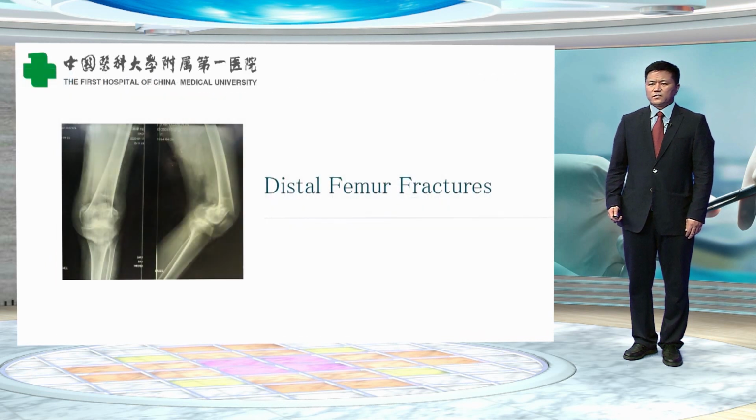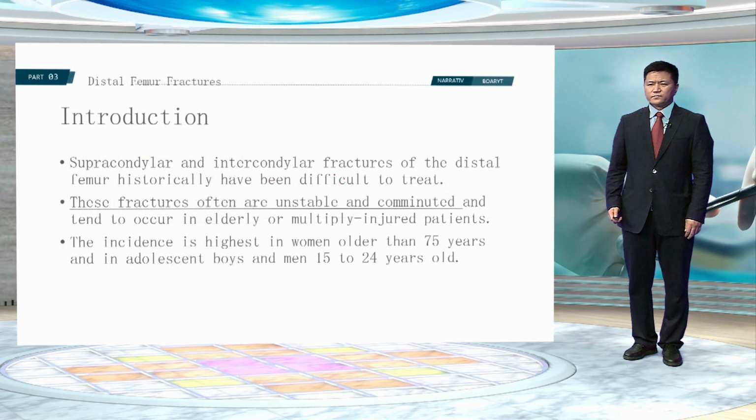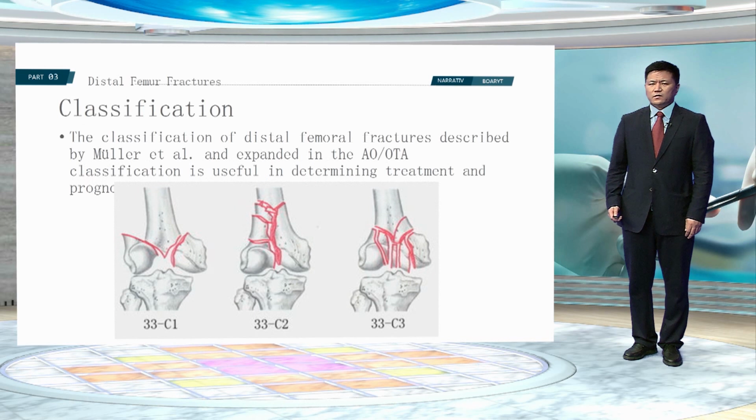The third is the distal femoral fracture. The AO classification is a common classification here. You can see first is the partial articular fracture. The second involves the diaphysis. The third is the comminuted fracture.